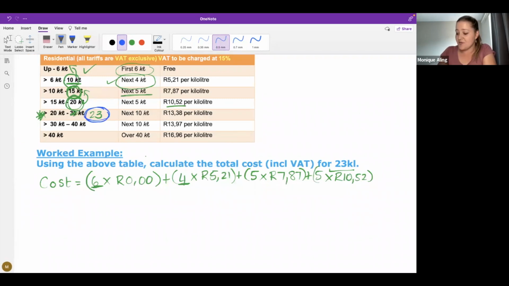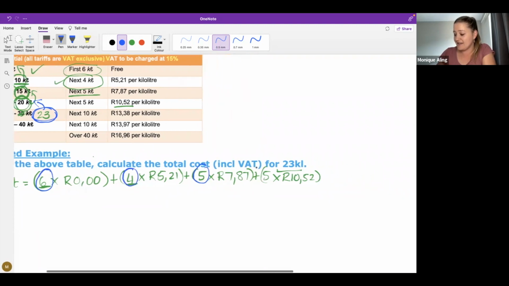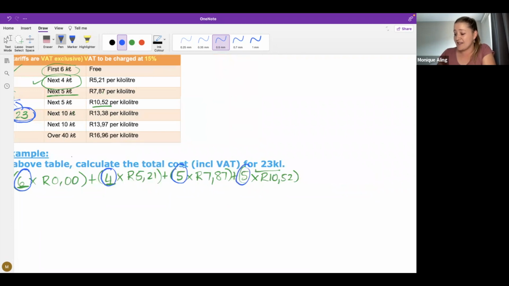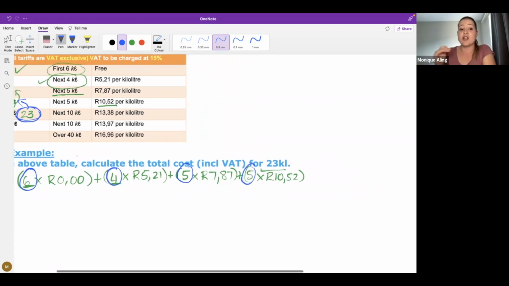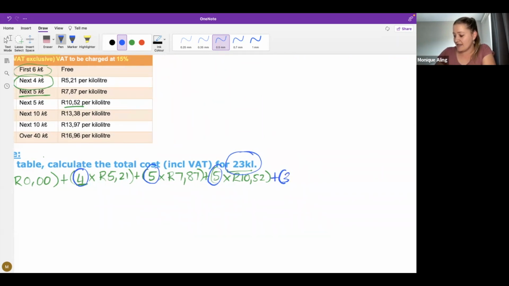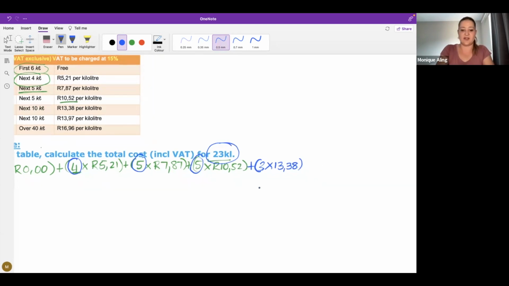So we say 23 minus 20, because if we add 6 plus 4, that gives us 10, plus 5, that gives us 15, plus another 5, that gives us 20. We've already been charged for 20 kiloliters so far. So all we have left out of the 23 is 3. So it's going to be plus 3 kiloliters times by the price of that range, which is 13,38. So I'm just going to zoom out a little bit so you can see the whole sum.